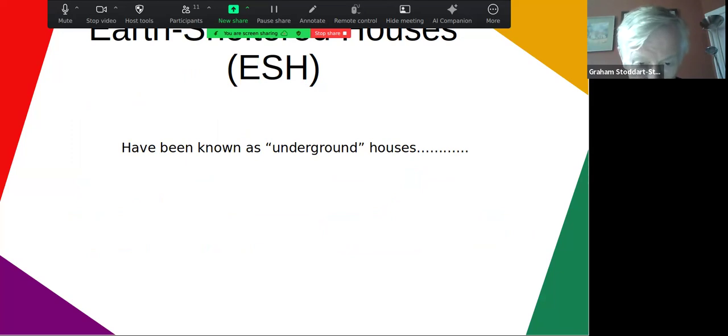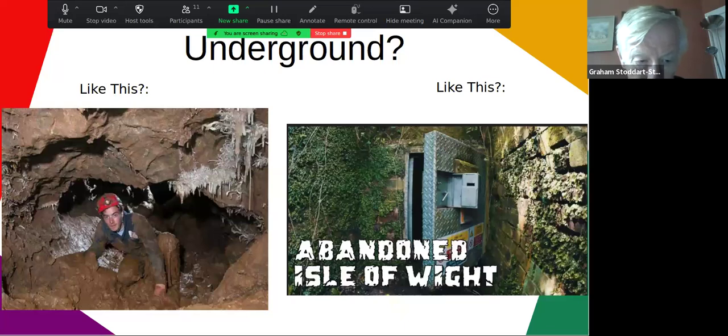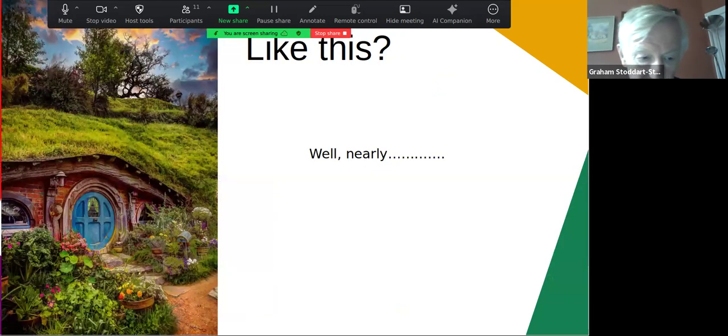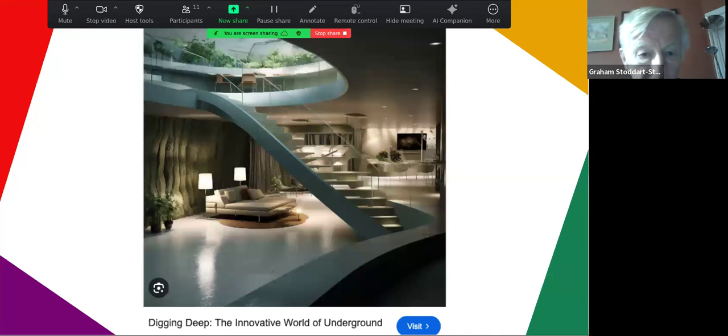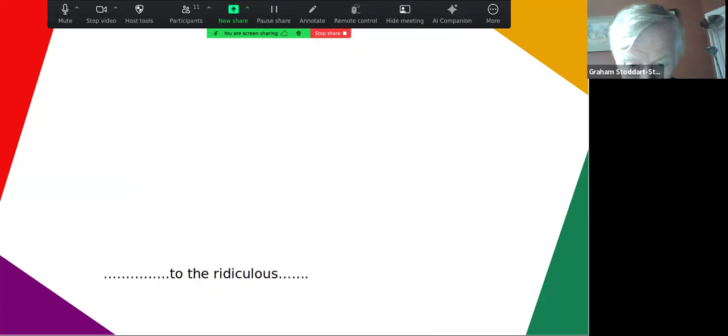Then there's earth sheltered houses, and people tend to get the wrong ideas when you say, you know, we've got an underground house. So we don't mean anybody in the left-hand picture, nor do we mean people in the right-hand picture, nor actually do we mean this, but we are getting close to it now, so that there's some gorgeous underground houses or earth-sheltered houses, so you don't get the sensation that you are underground necessarily.